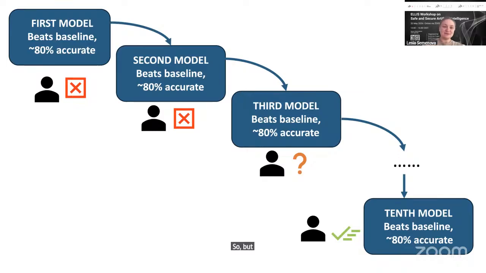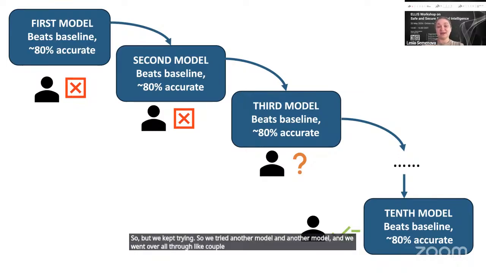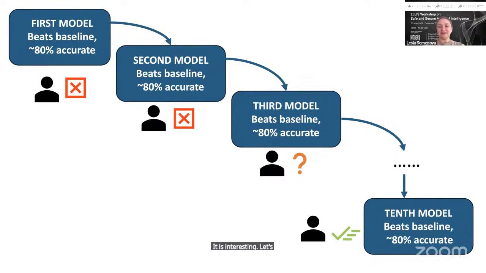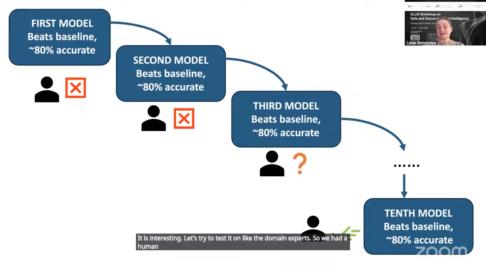So we tried another model, and we went overall through a couple of iterations, around 10 or so. And finally, our doctors told us, okay, we like this model. It more or less corresponds to how we would make a decision. It is interesting. Let's try to test it on domain experts. So we had a human study, and indeed that model was doing quite well.